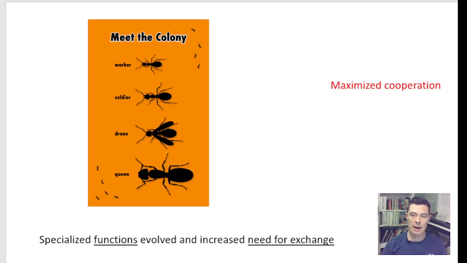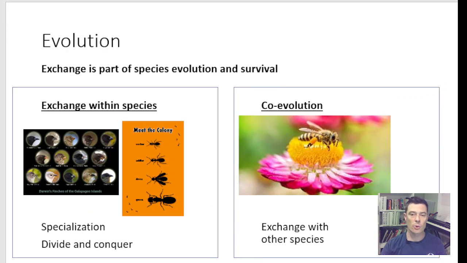And then you have ants, which are sometimes referred to as the superorganism. Ants have evolved to have specialized functions, and specialization goes hand in hand with the need for every ant to cooperate and exchange. And again, this is maximized cooperation.